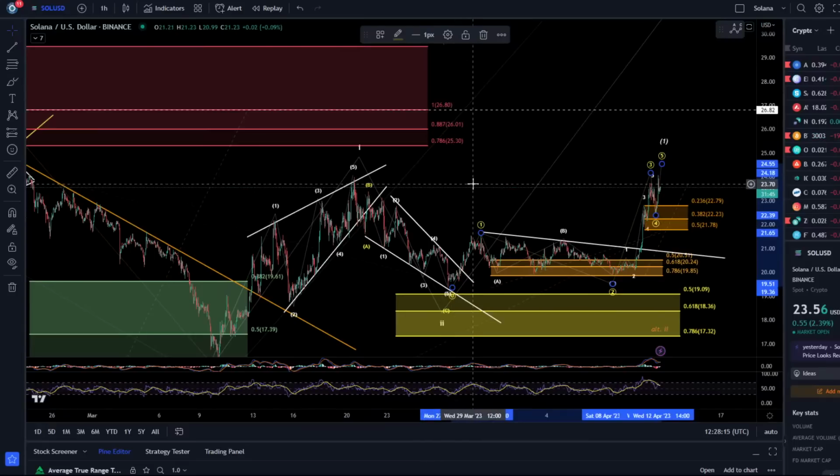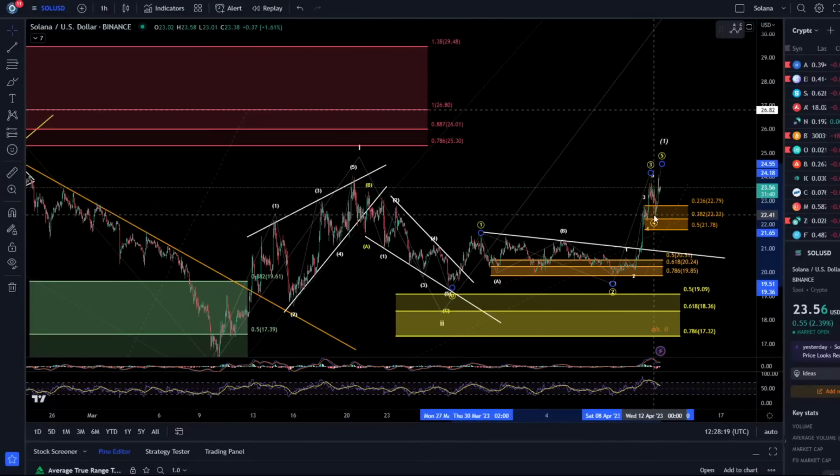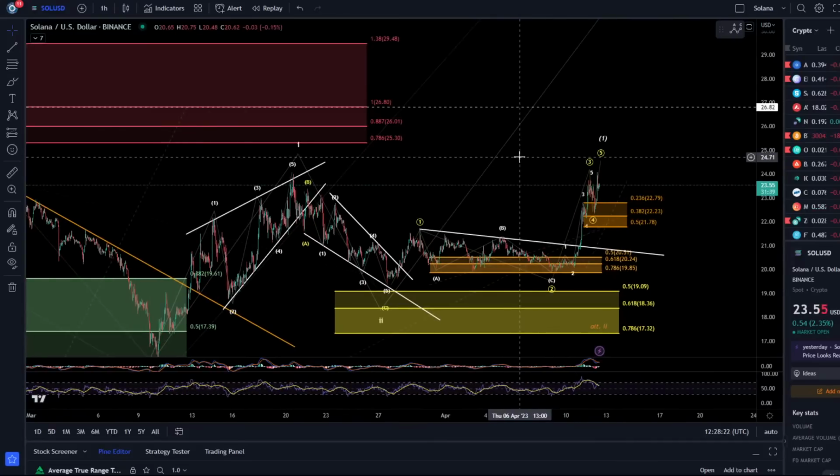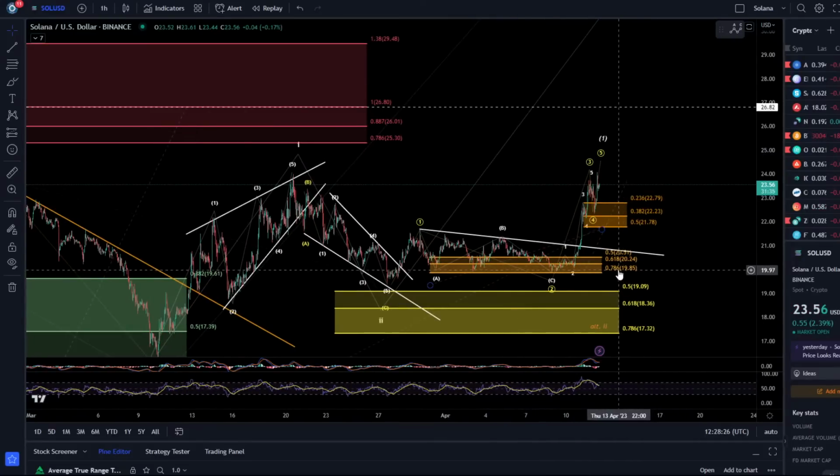Just highlighting that here, right? So be aware of that. This could just extend sideways for a bit. You always want to have some proportions. But overall, also here the trend is up, especially as long as we're holding 1985.